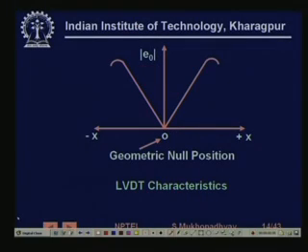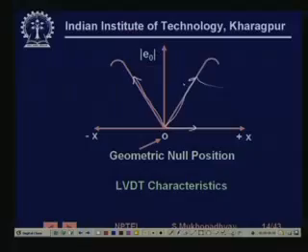If you just look at the amplitude, then the LVDT characteristic looks like this: as the core moves from the null position, the amplitude of E0 increases, and in this case also it increases, but there is a phase shift. So if you just see the amplitude, you cannot differentiate between a plus x displacement and a minus x displacement. The sense is lost just from the amplitude.